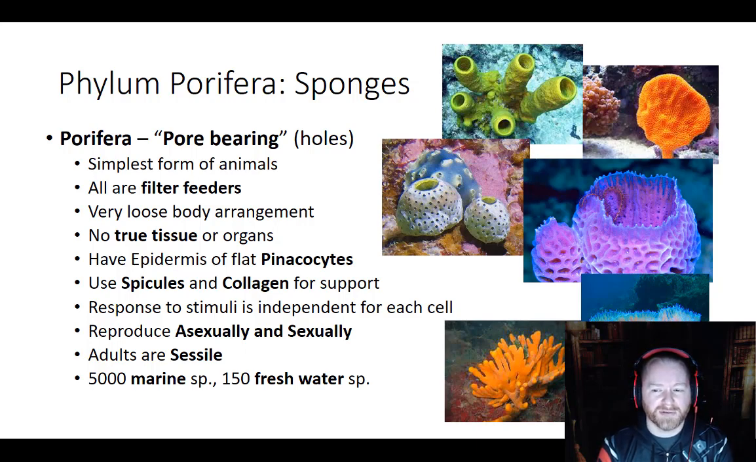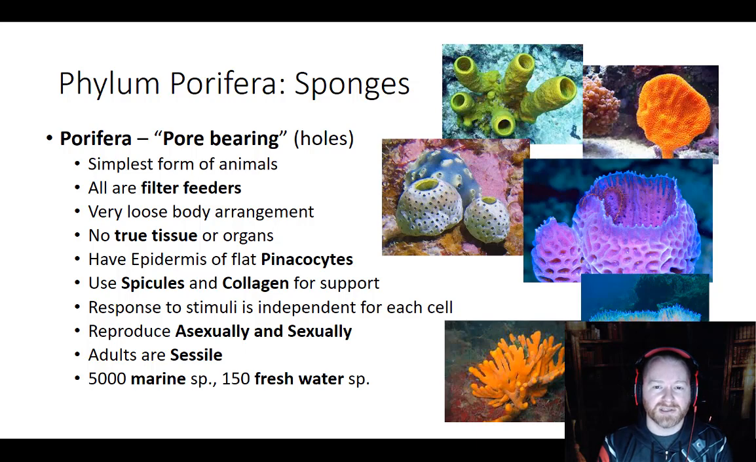Now, because they are very simple, they can actually reproduce sexually and asexually, which is very unique for the animal kingdom. Usually it's one or the other. Depending on their species, they can reproduce in a variety of different ways within sexual and asexual reproduction.